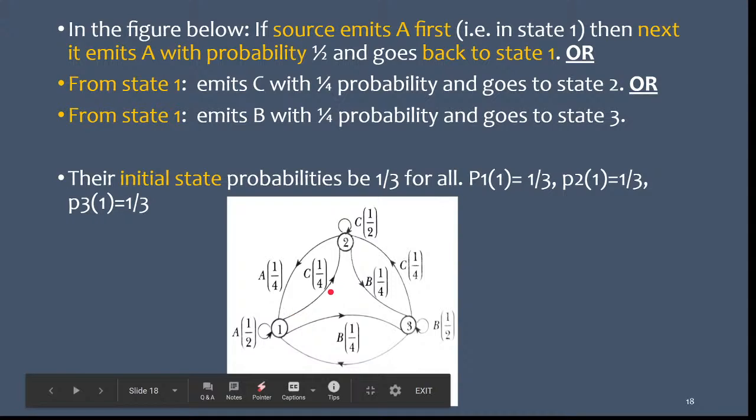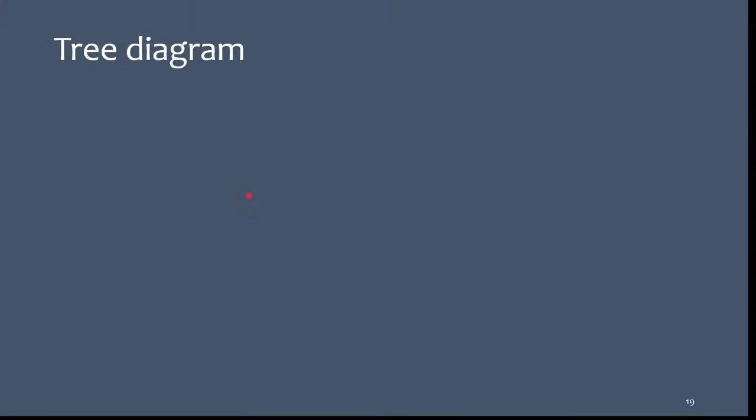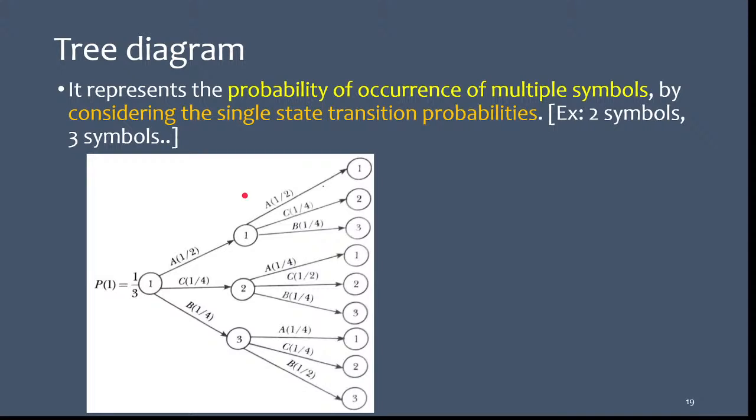And at the initial point when the system is started, what is the state? That is called the initial state probability. Now, with the help of these transition probabilities, we can write the tree diagram. The tree diagram will help us in determining the entropy of different symbols together. So from the previous diagram, we'll try to write the state diagram as shown here.